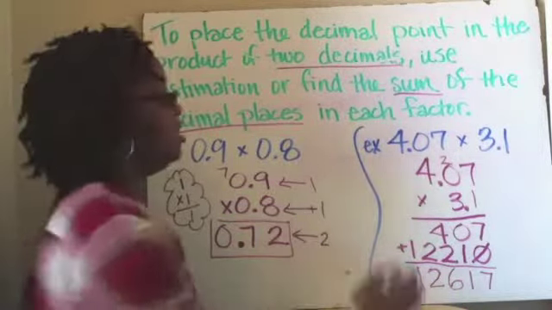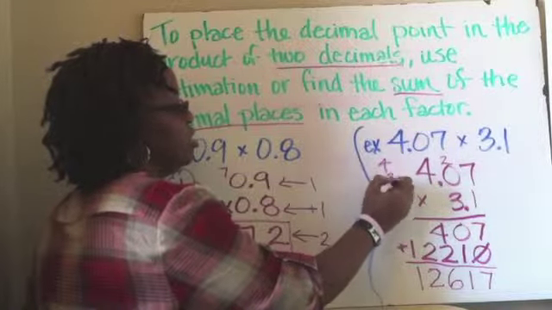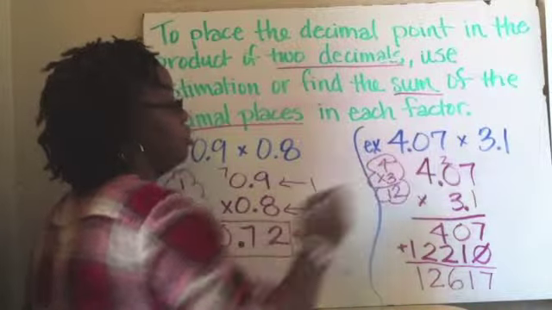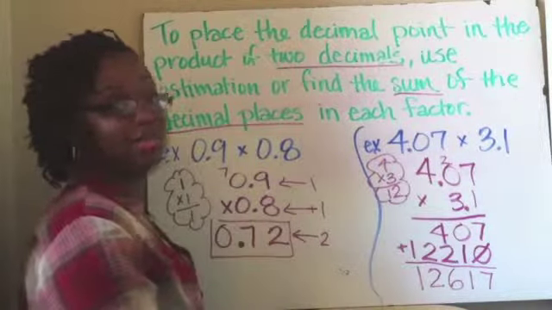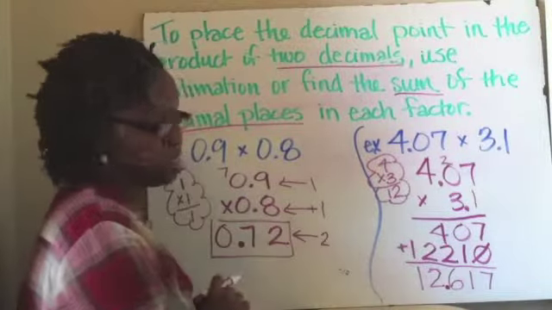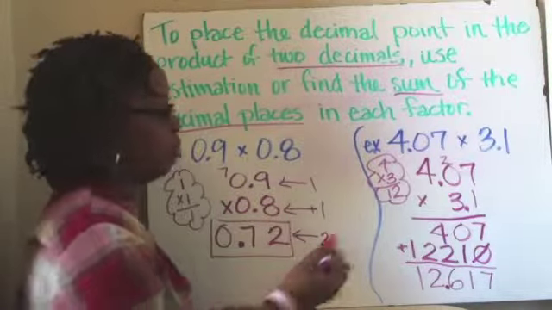So I'm going to start with estimation. 4 times 3. Well, 4 times 3 tells me that my answer should be about 12. Well, where can I place the decimal to get close to 12? That would be between the 2 and the 6.